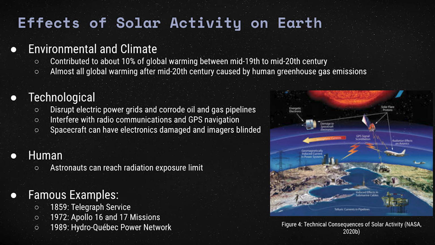Some famous examples of solar events that have affected things here on Earth are during 1859, during a solar event, the telegraph service was disrupted. During 1972, the Apollo 17 mission, there was a large solar energetic particle event that threatened the lives of the astronauts during the mission. In 1989, during a series of geomagnetic currents, the Hydro-Quebec power network actually collapsed from these events.